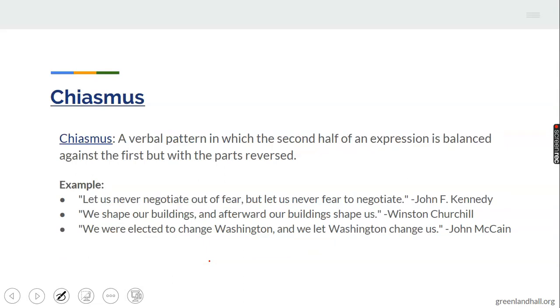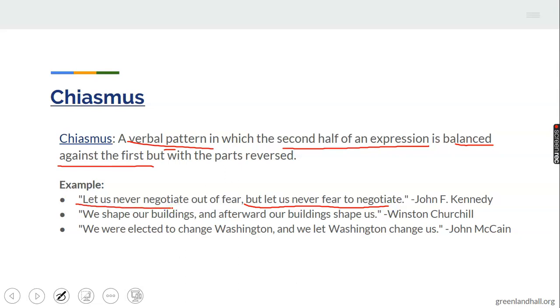Then we have chiasmus. Here, this is a verbal pattern, note it, in which the second half of an expression balances against the first. That is, the second half of an expression is a reverse of the first expression. When I tell you, let us never negotiate out of fear, but let us never fear to negotiate, this expression is balancing up this.